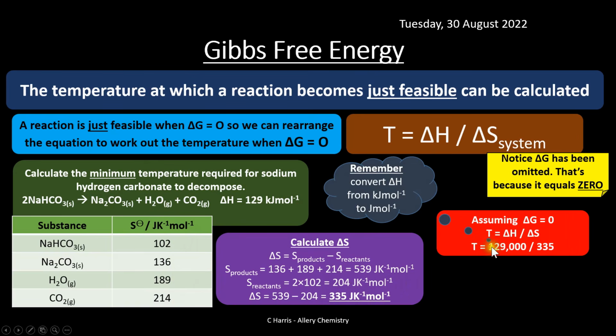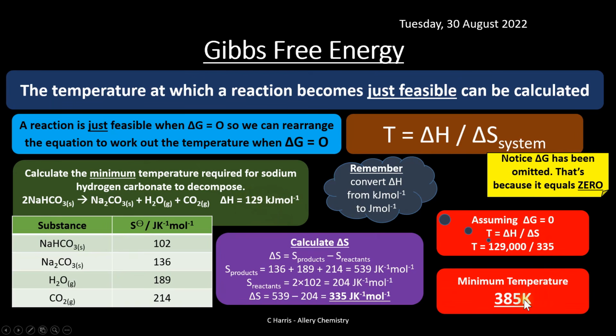Now, assuming that delta G is 0, because that's the maximum value it has to be for a reaction to be just feasible, then T is delta H over delta S. That's 129,000. Remember, that's kilojoules per mole, so we must convert that to joules per mole, divided by 335, and that will give us a minimum temperature at which this reaction is feasible of 385 Kelvin. So this is the minimum temperature for this reaction to proceed, and you might be expected to do that as well.